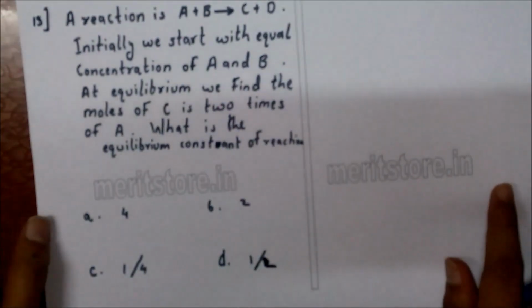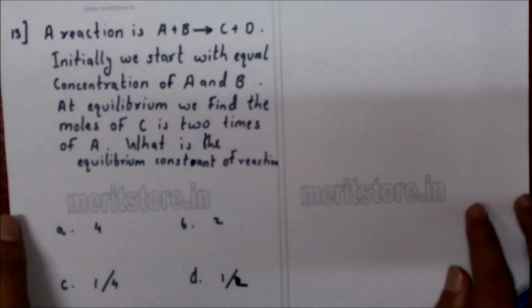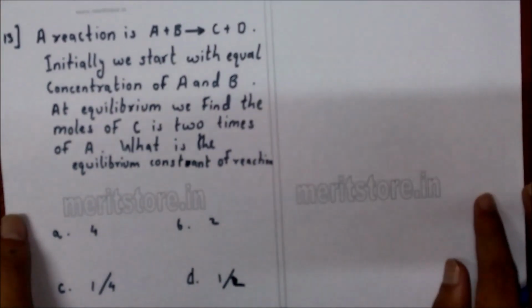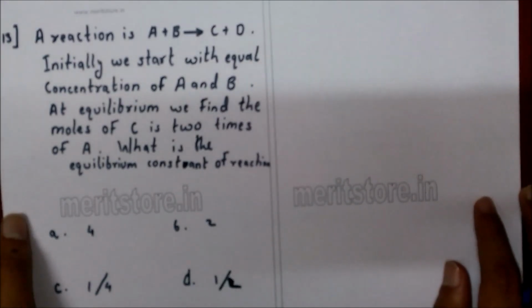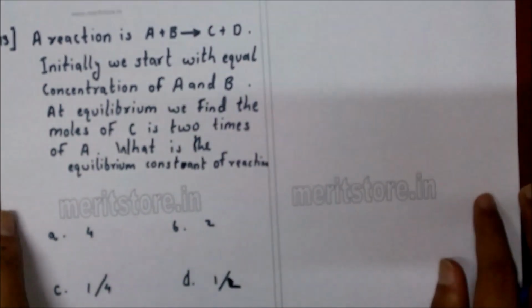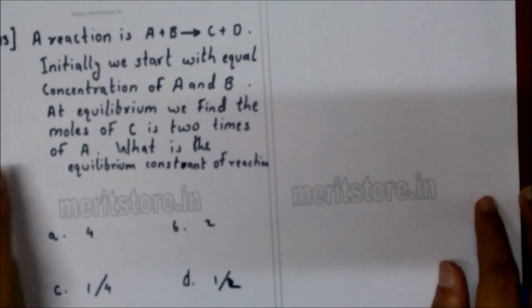A reaction is A plus B will give C plus D. Initially, we start with equal concentration of A and B. At equilibrium, we find the moles of C is 2 times of A. What is the equilibrium constant of the reaction?